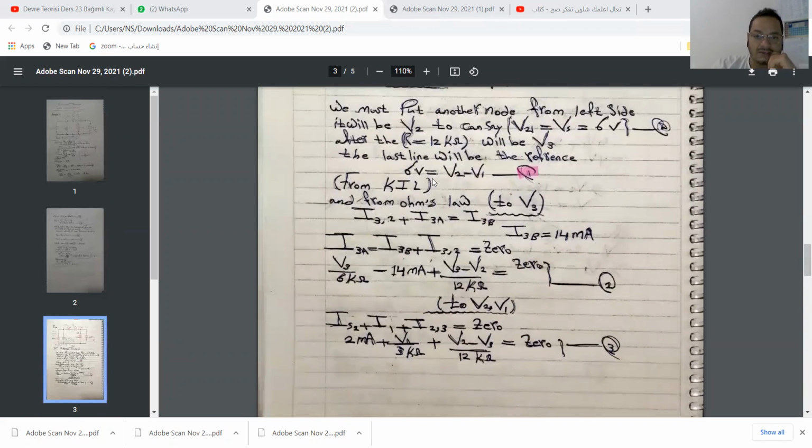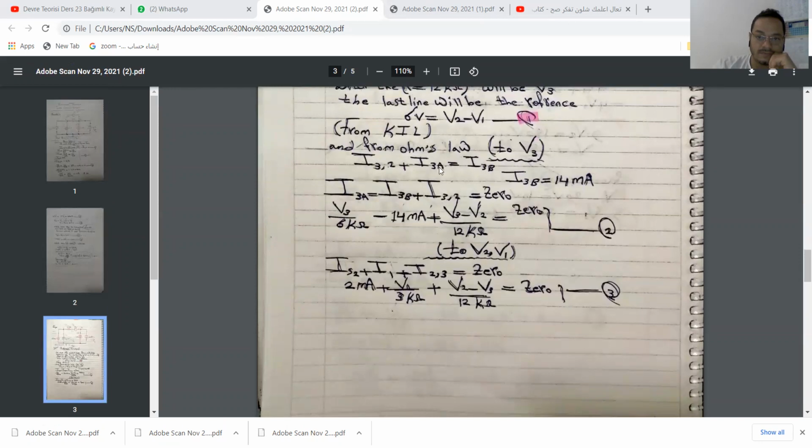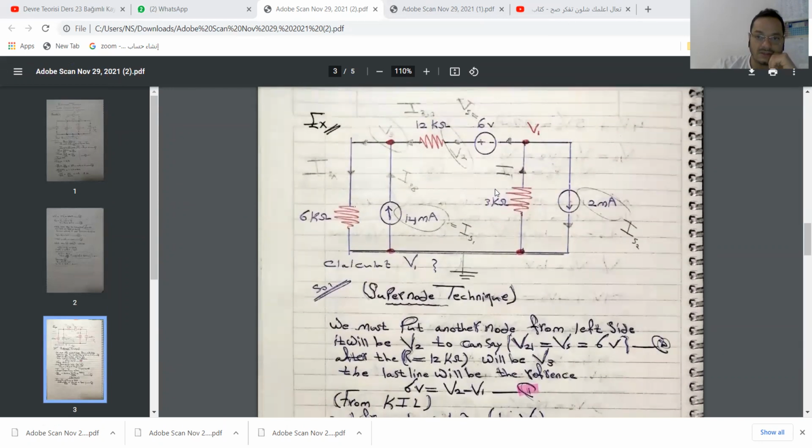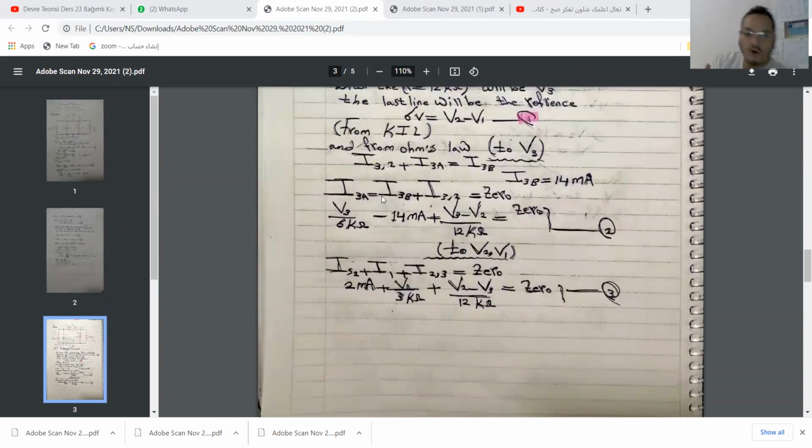Plus I3A. I3A, from this point to this point, will be V3 divided by 6 kilo ohm, equals I3B. That means this current equals 14 milliampere, which will be IS1, we can say. Now, by using Ohm's law, V3 divided by 6 minus 14 milliampere plus V3 minus V2 divided by 12 kilo ohm equals 0.